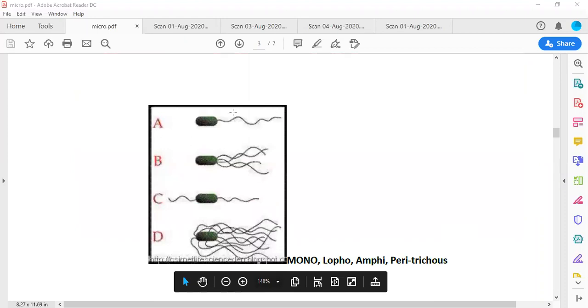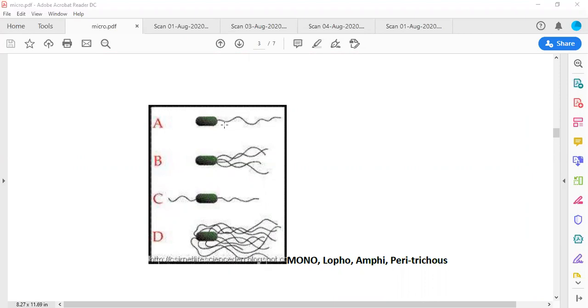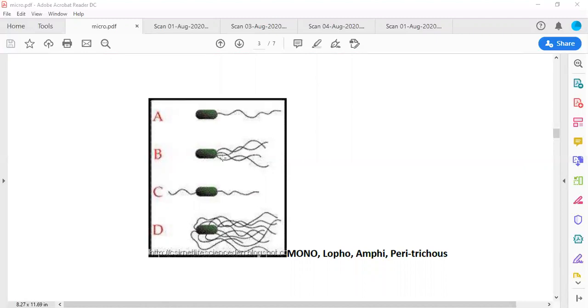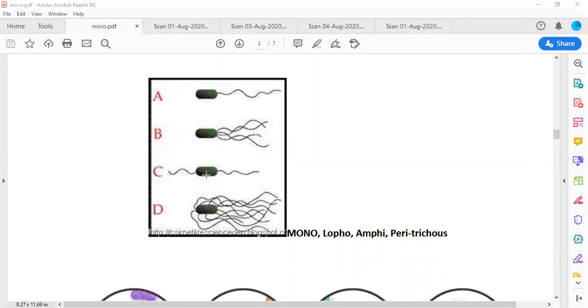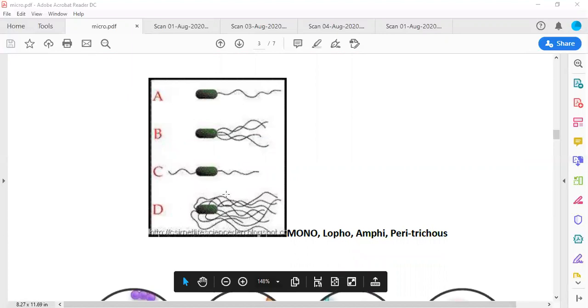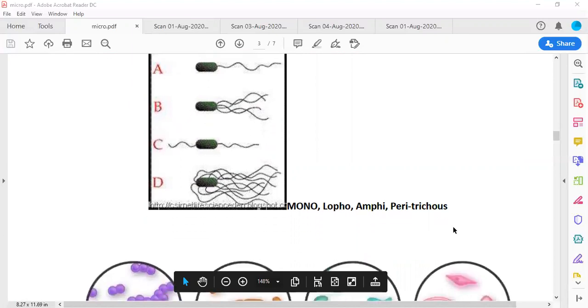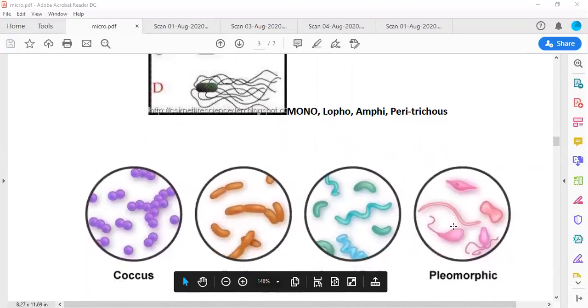Now, depending upon flagella, you can classify the bacterial cells. This is called monotrichous. This is lophotrichous if a bunch of flagella is present over one pole of the cell. If they're present over both the poles of the cell, they are called amphitrichous. And if the flagella are present all over the body of this bacterial cell, these are called peritrichous. So depending upon flagellar positions, they can be classified.